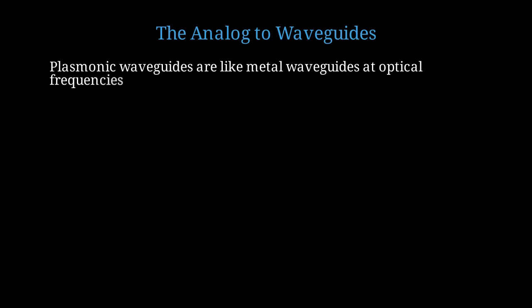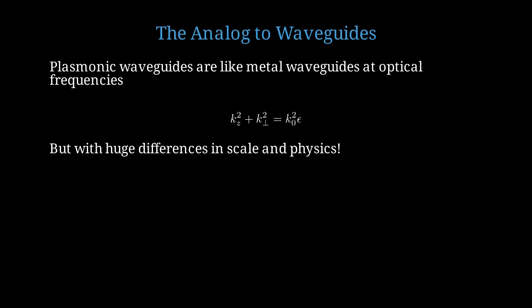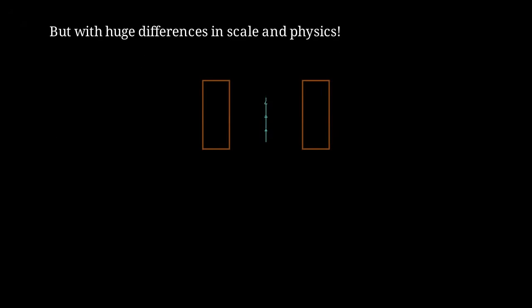There's a beautiful analogy between plasmonic systems and traditional microwave waveguides that helps our intuition. Just as metal waveguides confine microwaves, plasmonic structures confine optical waves below the diffraction limit. The dispersion relation, kz squared plus k perpendicular squared equals k0 squared epsilon, applies to both. However, the physics differs dramatically due to quantum effects and much shorter length scales. Like electromagnetic modes in a waveguide, plasmonic modes are confined between metal boundaries but operate at optical frequencies.